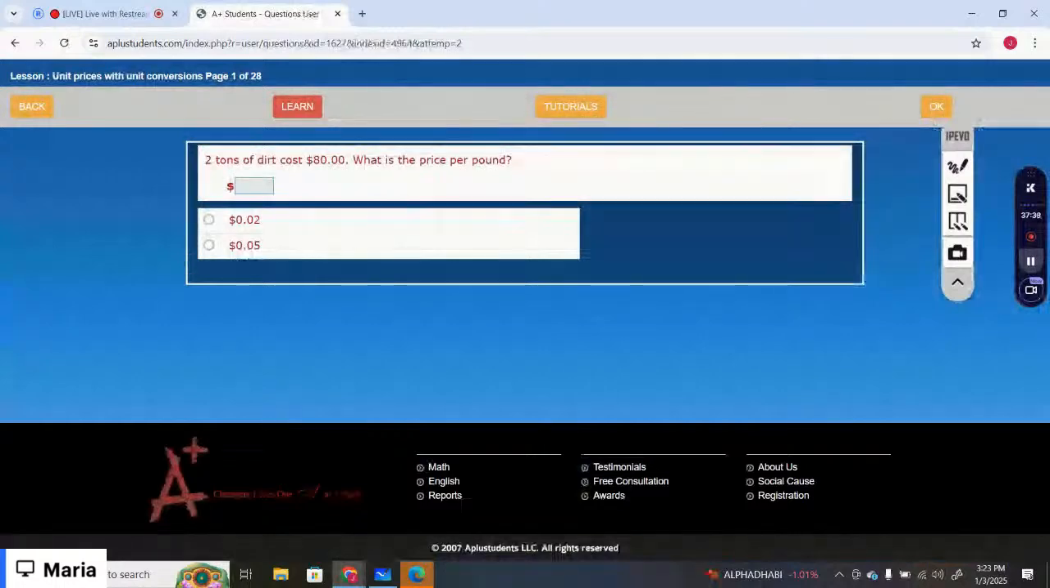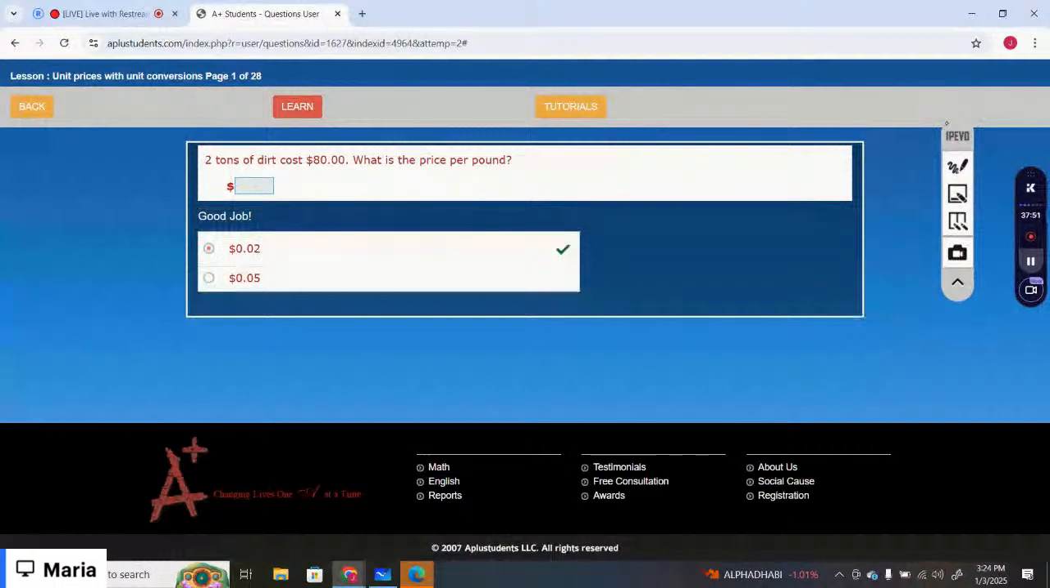Two tons of dirt cost $80. What is the price per pound? That's the one we just did. So which is the correct option? That is $0.02. Option number 1 is the correct option.